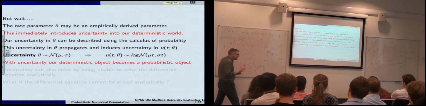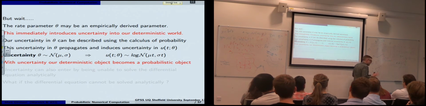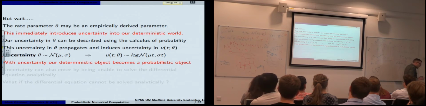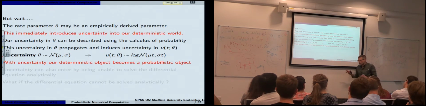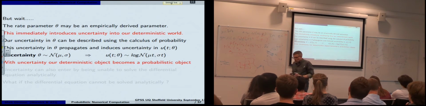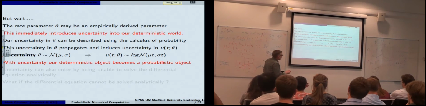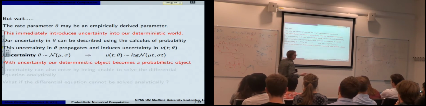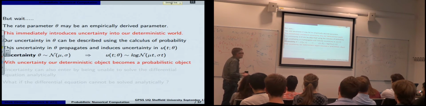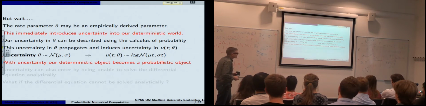Okay, so that's the first message, is that you see a differential equation, you think this is completely deterministic, and absolutely, on A4 paper, it's completely deterministic. But as soon as you start using it to model the physical world, and you have to start making measurements, then that uncertainty, wherever it appears, is going to have an impact on these deterministic objects.